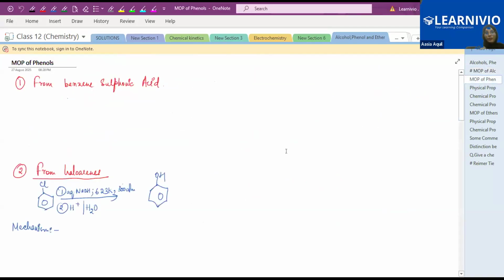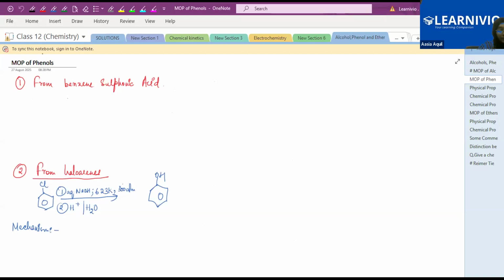Next is the method of preparation of phenols. Okay, method of preparation of phenols. The alcohols we have finished, the nomenclature part and the method of preparation. Now it is the method of preparation of phenols. Okay, so let's see one by one. What is the method of preparation? Okay. So from benzene sulfonic acid. From benzene sulfonic acid, how we can prepare the phenol?